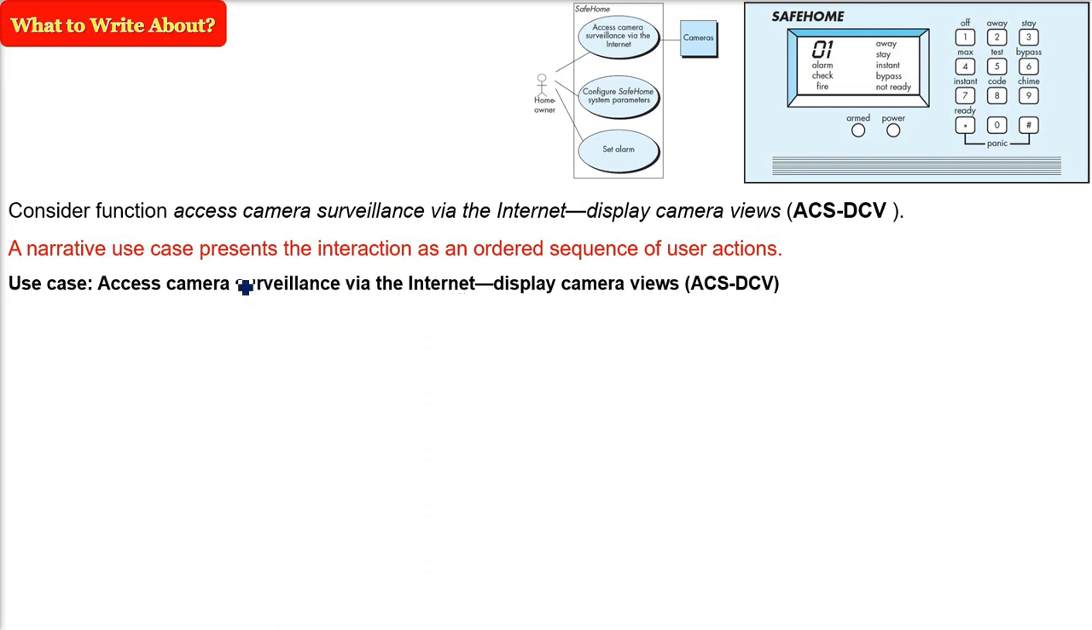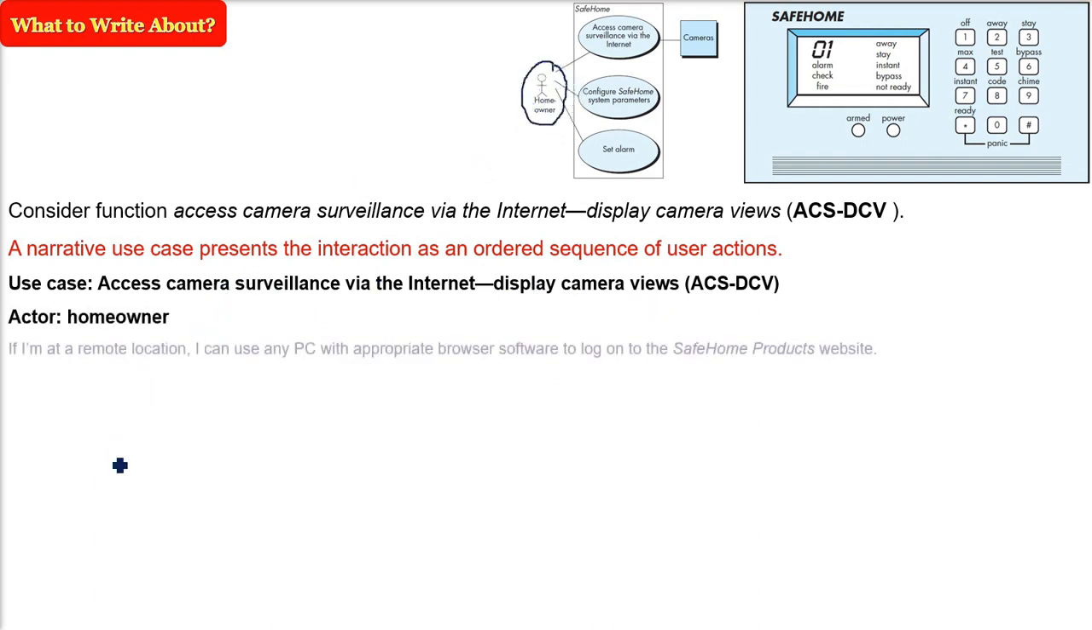It has to be the name which everyone can understand. You can understand, and the people who are going to later use it should also understand. So it is accessing the camera of your house from a remote location, say your house is in America and you are viewing it from Canada. Now the actor is a homeowner. We are talking about just one actor. You have to do it for every actor.